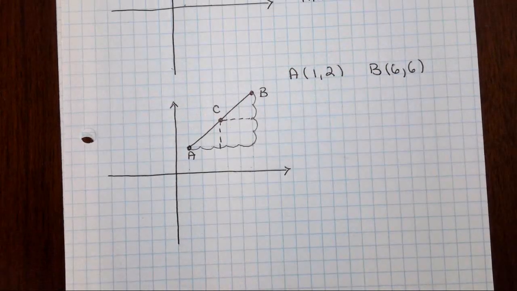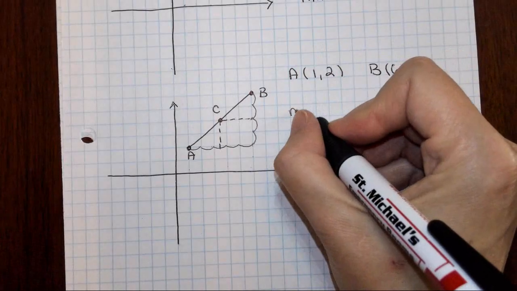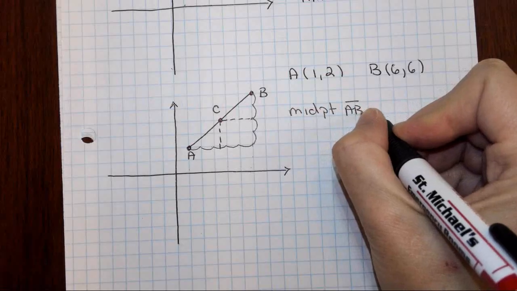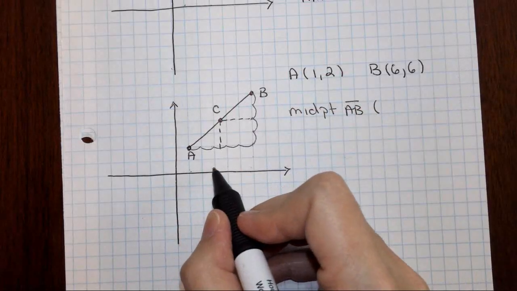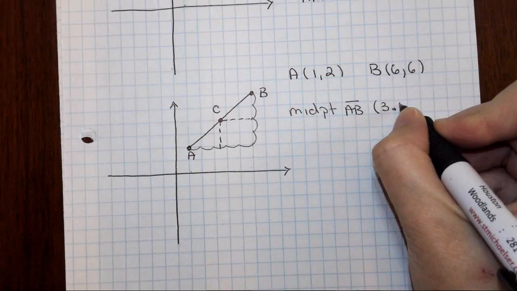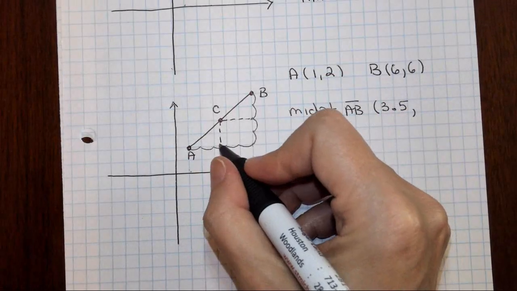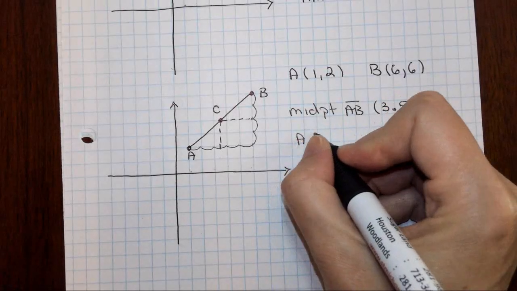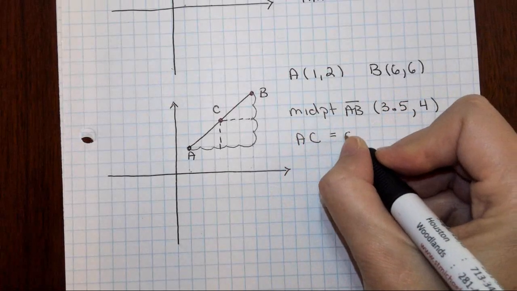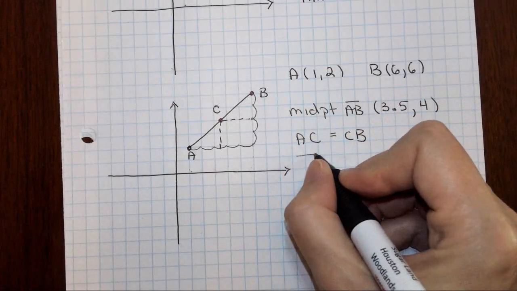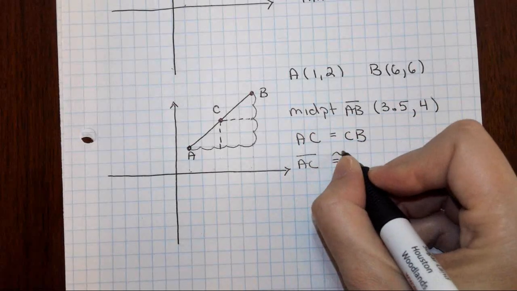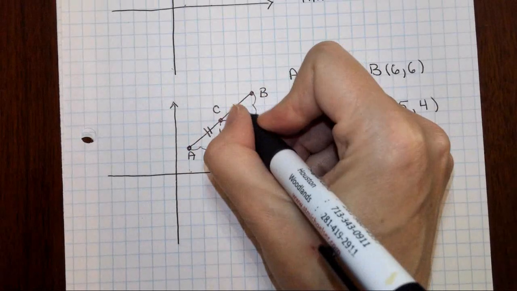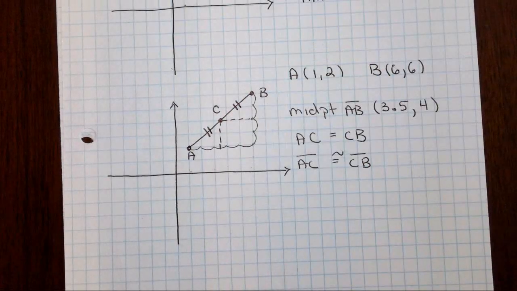So we have it a little bit different this time. The midpoint of our segment AB this time is going to be (3.5, 4). Again, we have the length AC will equal the length CB, and we know that segment AC is congruent to segment CB. These 2 segments are congruent to each other.